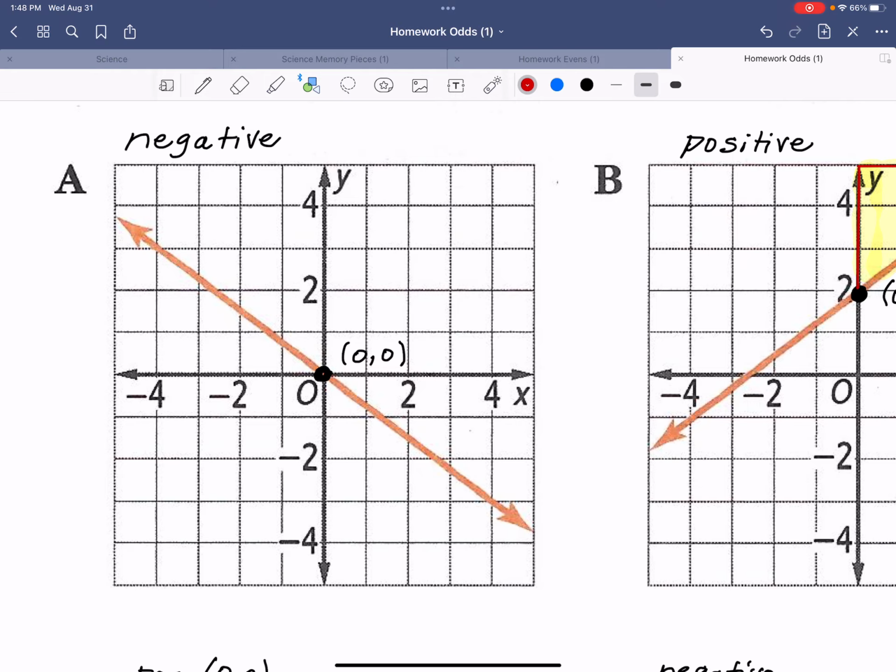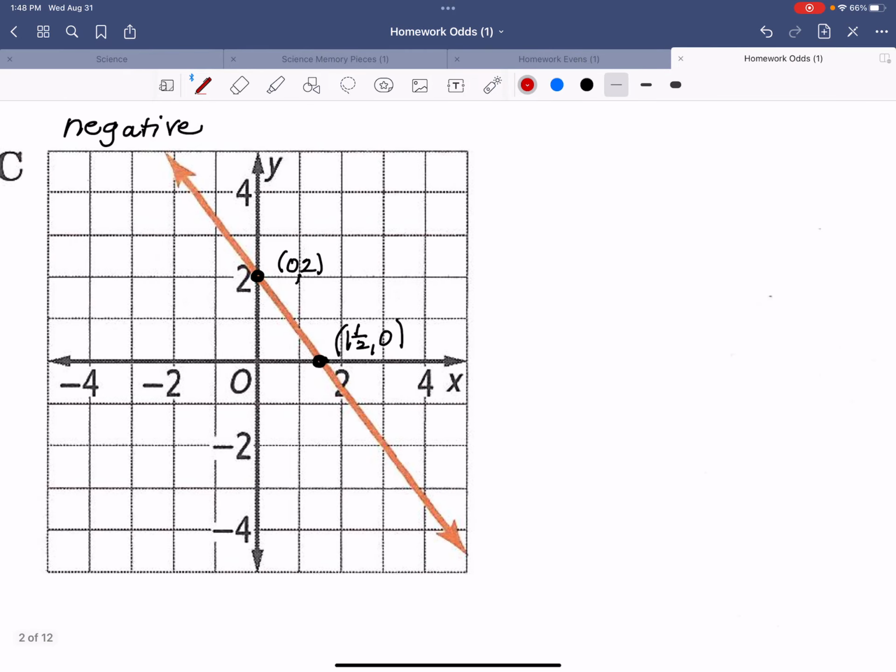So not to do the same thing I did a minute ago, let's do a point on right here. So we're going to say rise 3, run 4. Now this is negative slope, but it's 3/4. So that's not it.